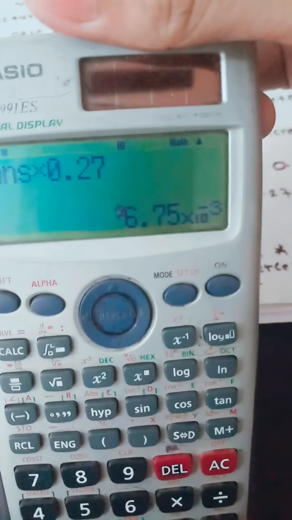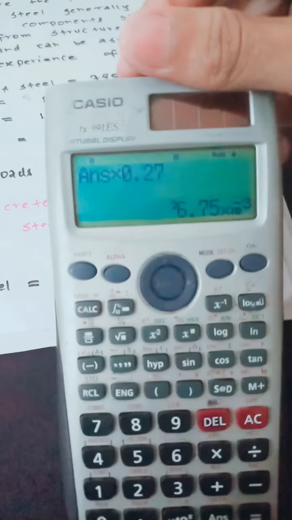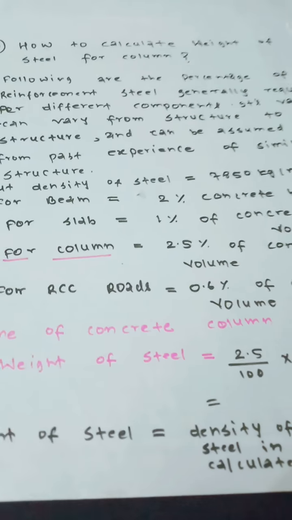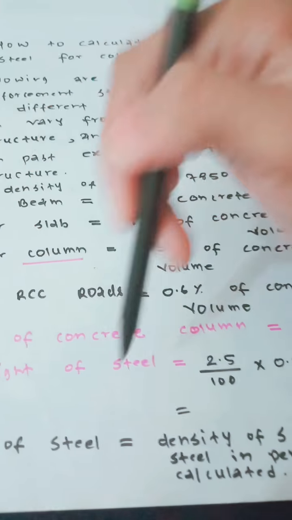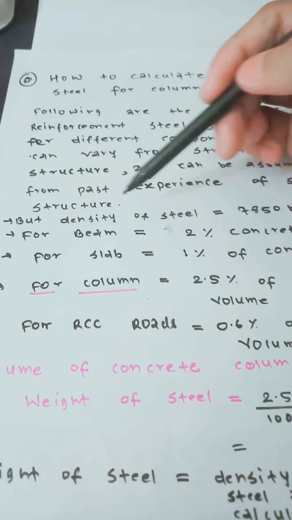See, 6.75 into 10 power minus 3. This is coming in kg per meter cube. This is the weight of the steel, but earlier we know that to calculate the weight of the steel in any column, we need to know the density of the steel.